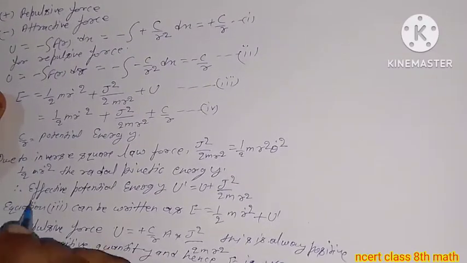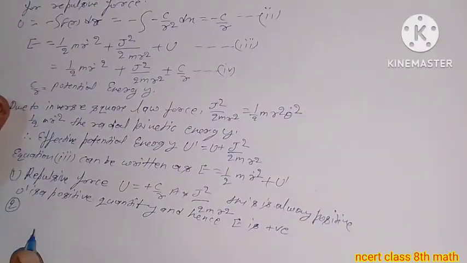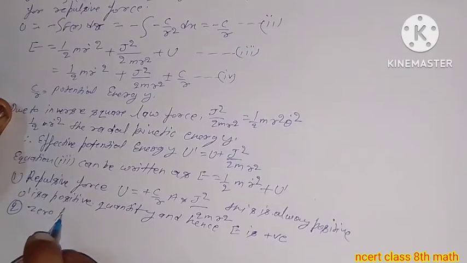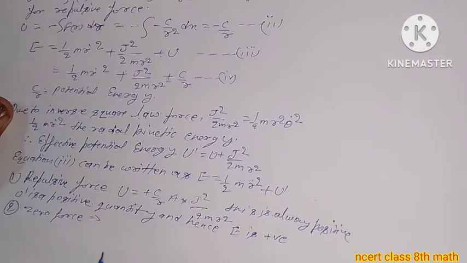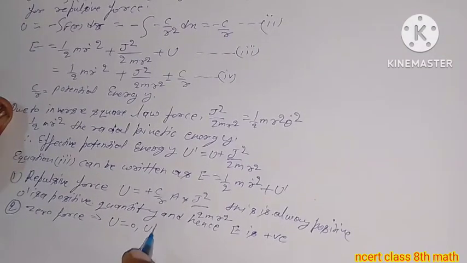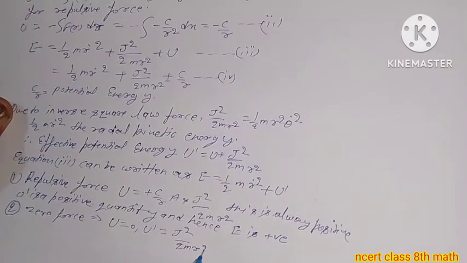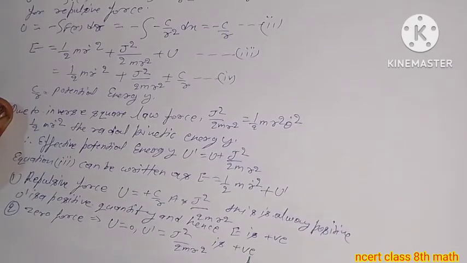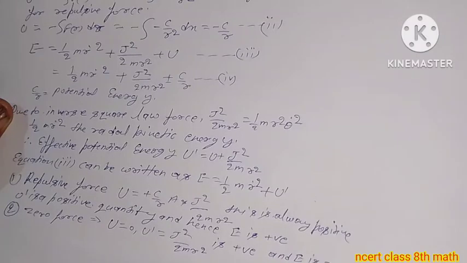Second, zero force. Zero force means no force, so U equal to 0 and U dash equal to J square upon 2m r square is positive, and E is positive.